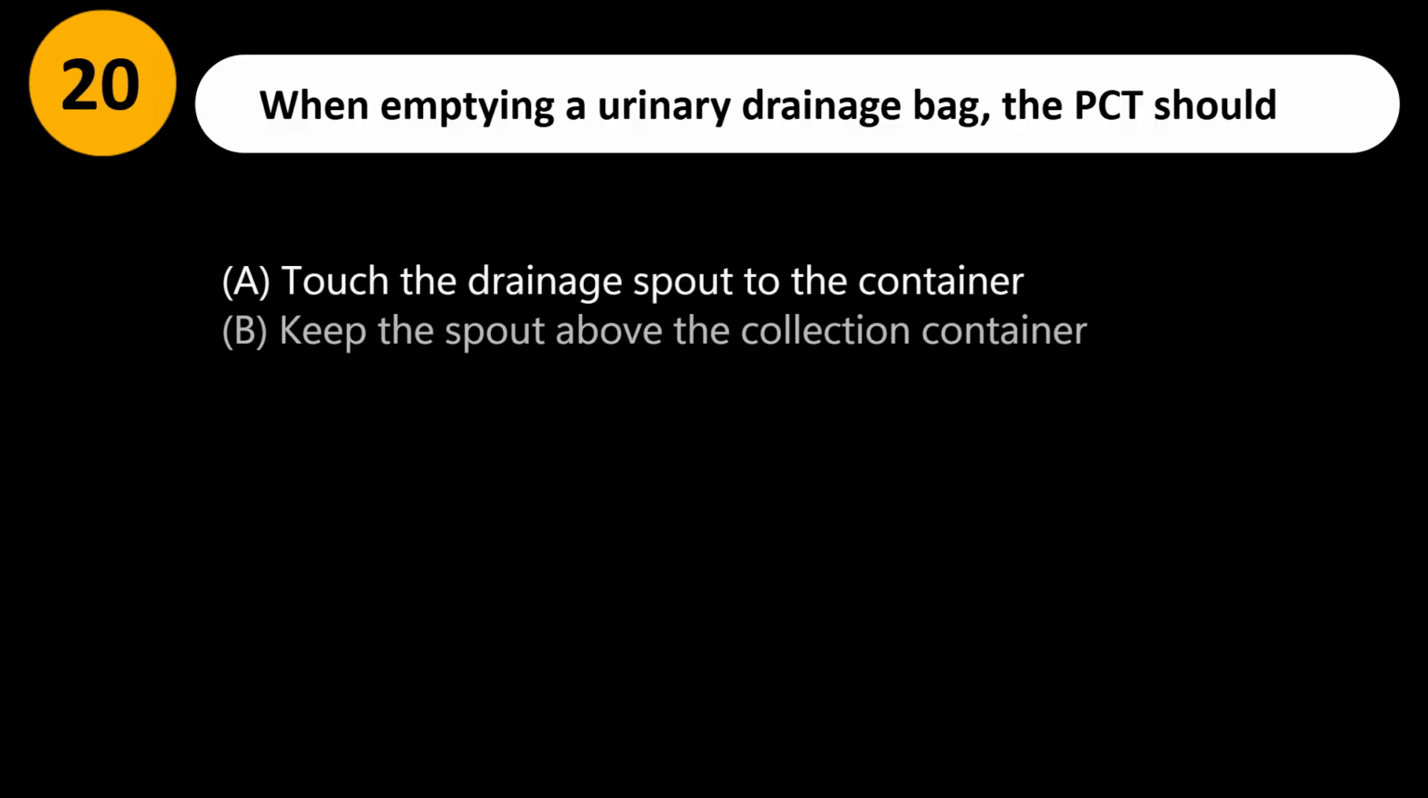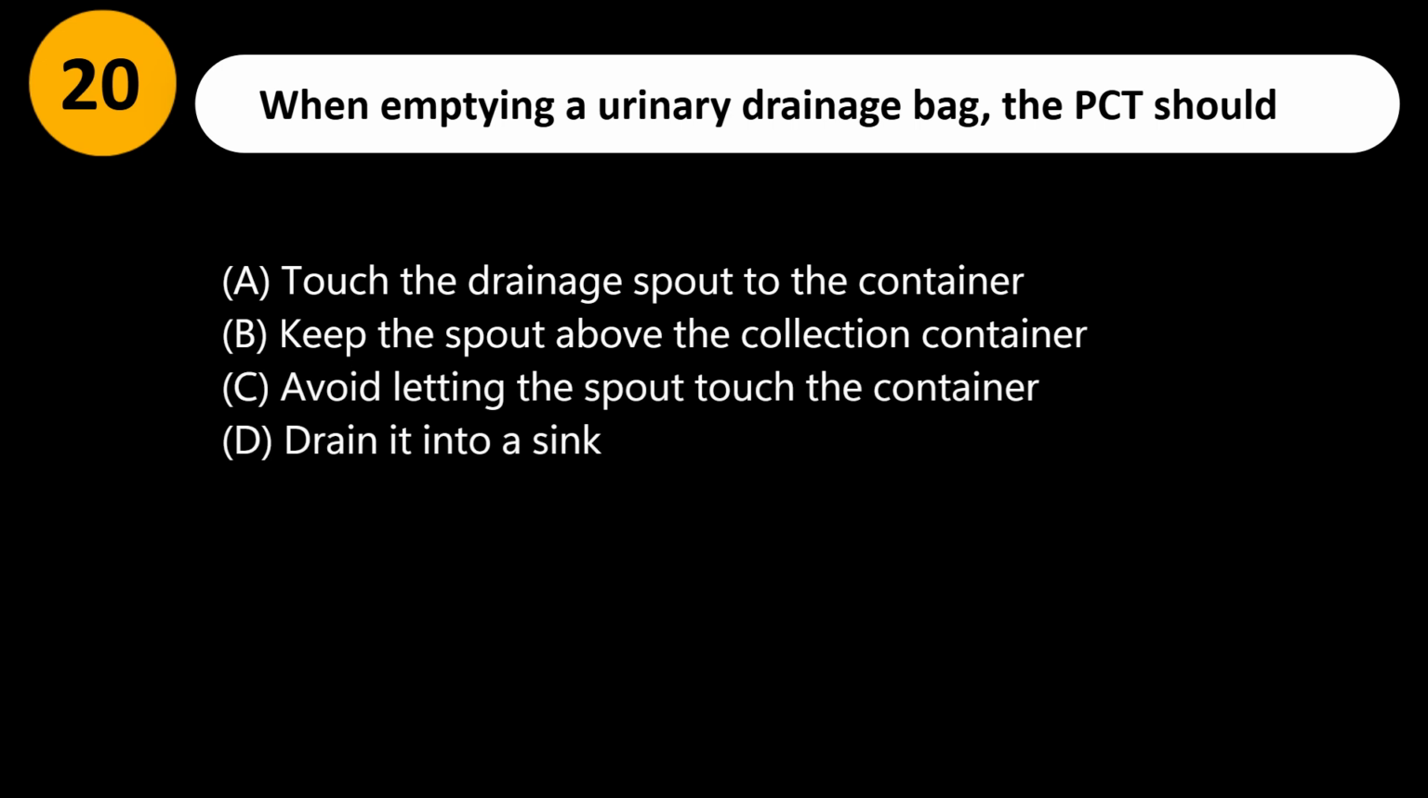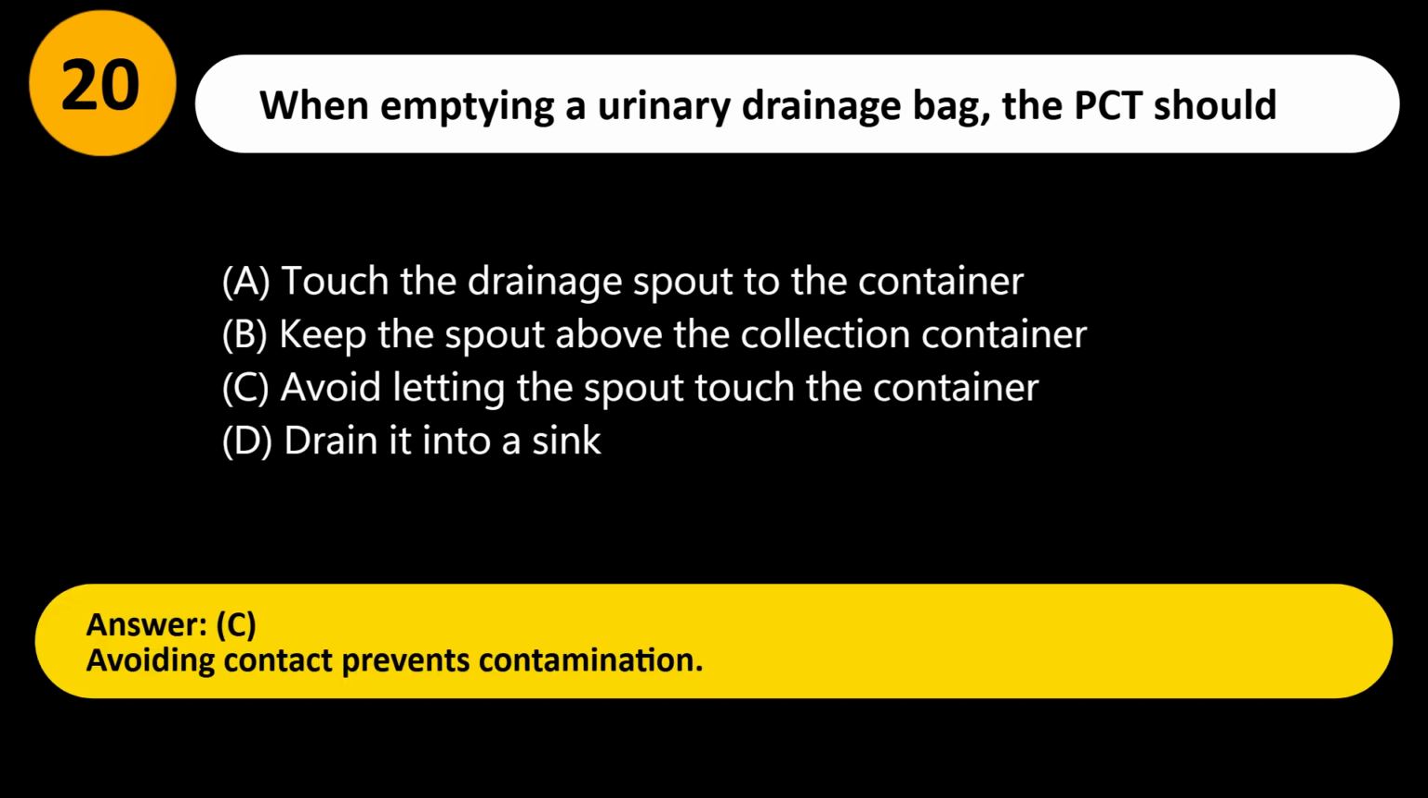When emptying a urinary drainage bag, the PCT should: A. Touch the drainage spout to the container. B. Keep the spout above the collection container. C. Avoid letting the spout touch the container. D. Drain it into a sink. Answer, C. Avoiding contact prevents contamination.